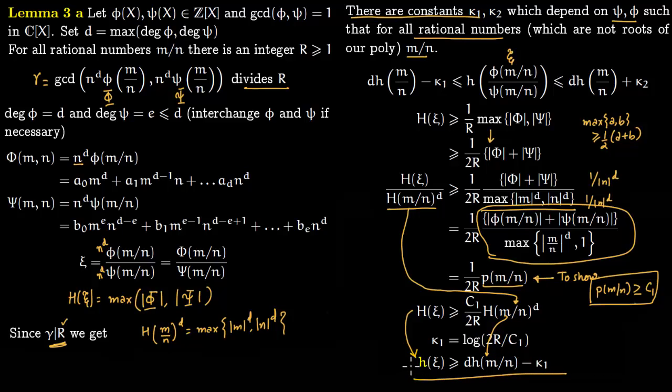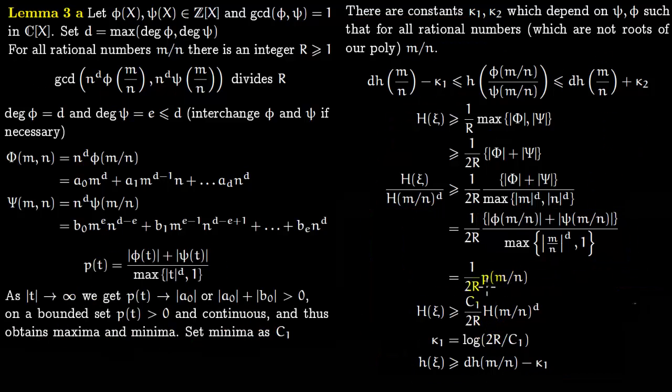So this is what we wanted to show right here, this inequality. So height of psi is greater or equal to d times height of m over n minus kappa 1. So now we have to only show that p m by n is greater or equal to c1, and then we will talk about this inequality. So this p m by n, which we said was this thing, we are going to rewrite here like this. So instead of m by n, we write t.